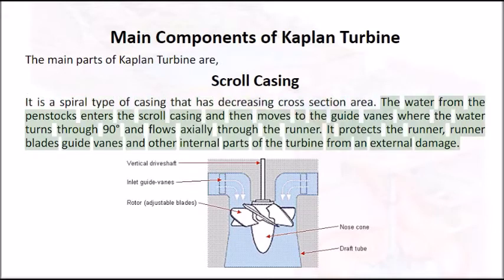The water from the penstocks enters the scroll casing and then moves to the guide vanes, where the water turns through 90 degrees and flows axially through the runner. It protects the runner blades, guide vanes and other internal parts of the turbine from external damage.